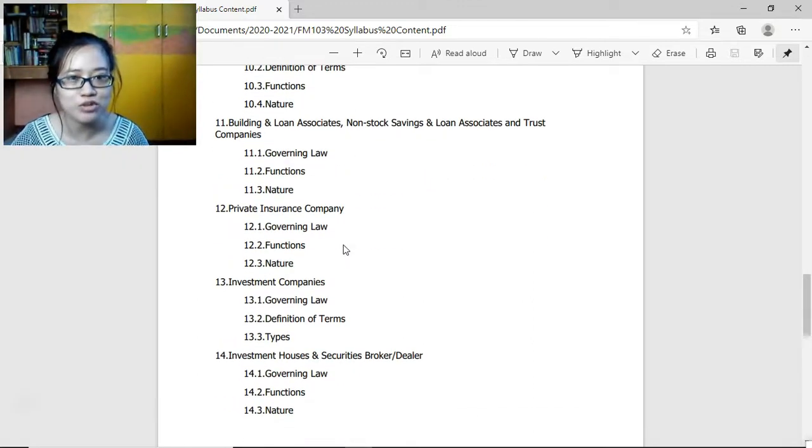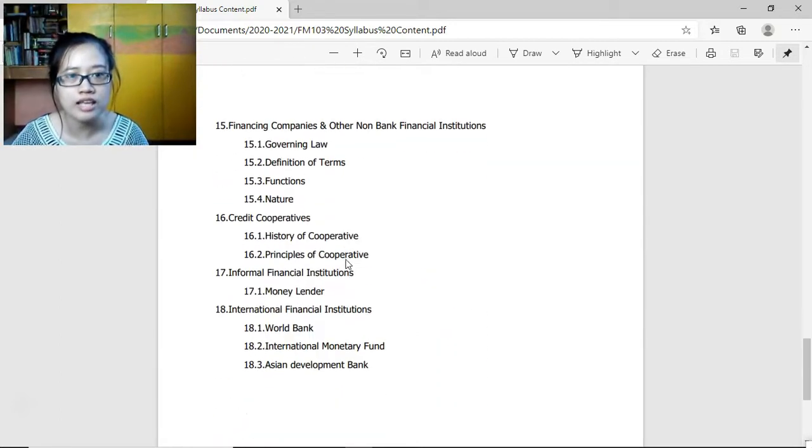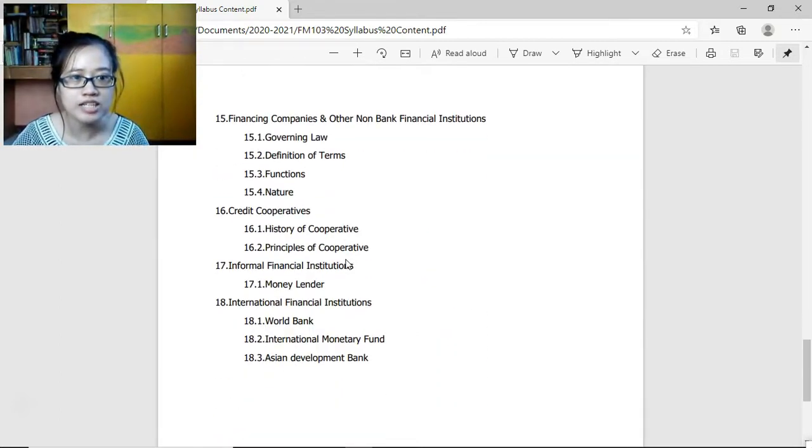Then private insurance company, we have the governing law, functions, and the nature. Investment companies, governing law, definition of terms, and then types. Investment houses and securities broker or dealer. So we have the governing law, functions, and nature then. Financing companies and other non-bank financial institutions. So we'll be discussing governing law again, definition of terms, functions, and nature.